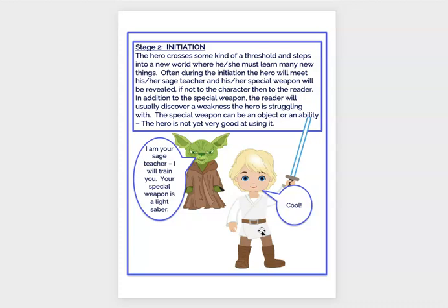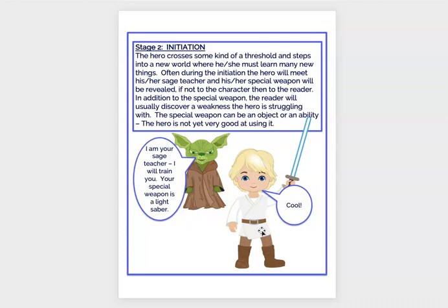Now, this doesn't necessarily mean a physical threshold. It could just be a threshold in your mind, like the hero has just assented. I am going to take this on, I'm going to do this, and then it's like a shifting of perspective or something. It could be something as subtle as that, or it could be like, I am taking off to go look at a new planet. It just depends on the actual story. But it is kind of the first step into what the journey is.